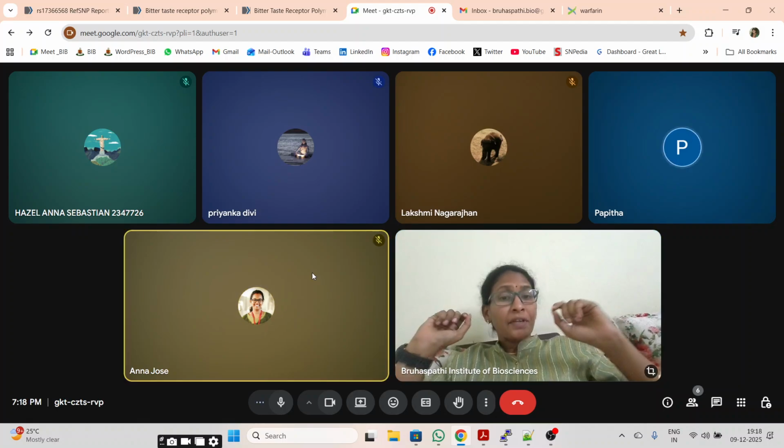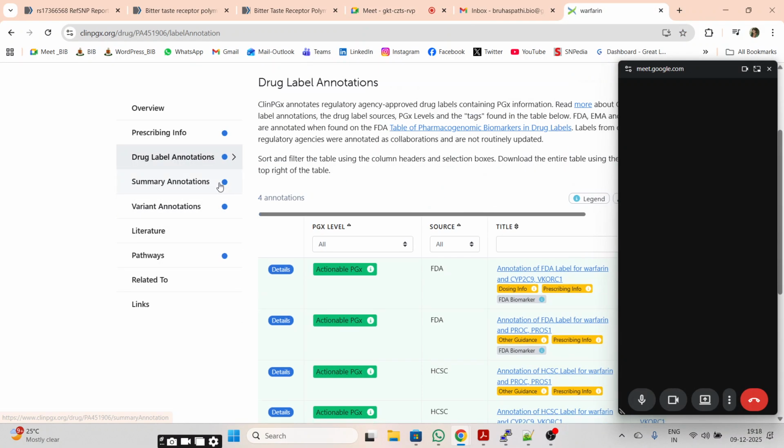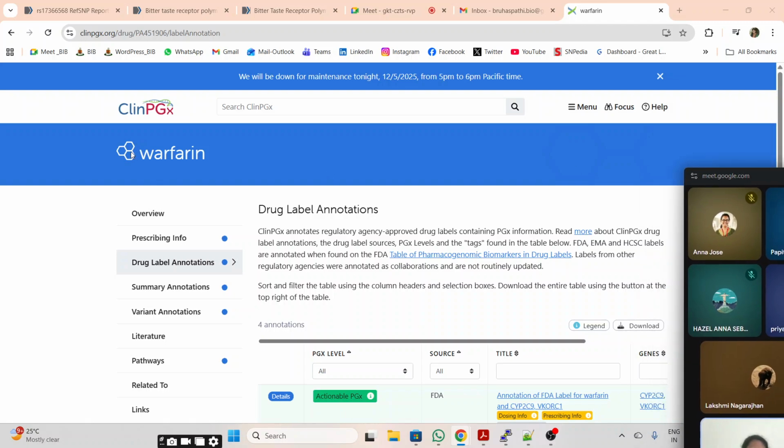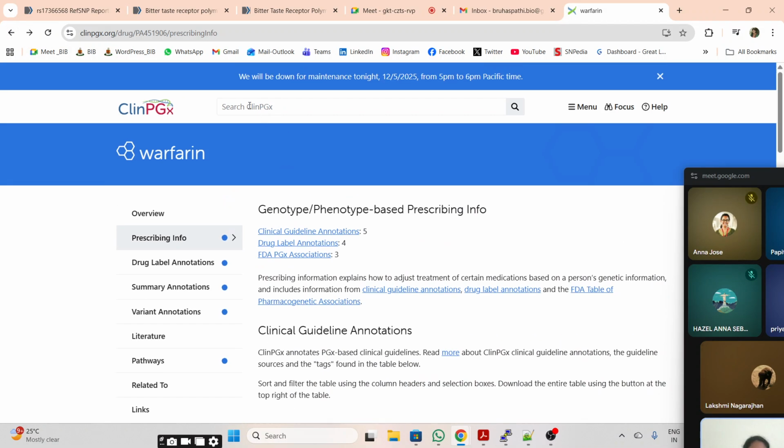Yes, ma'am. Now, where do we get this information? For example, previously this was called PharmGKB. Now it's renamed as ClinPGX. So how do we get, and what do we get from this? This can be searched with the gene name, RSID, which means the SNP, or a drug name. Here we have currently searched with the drug warfarin.